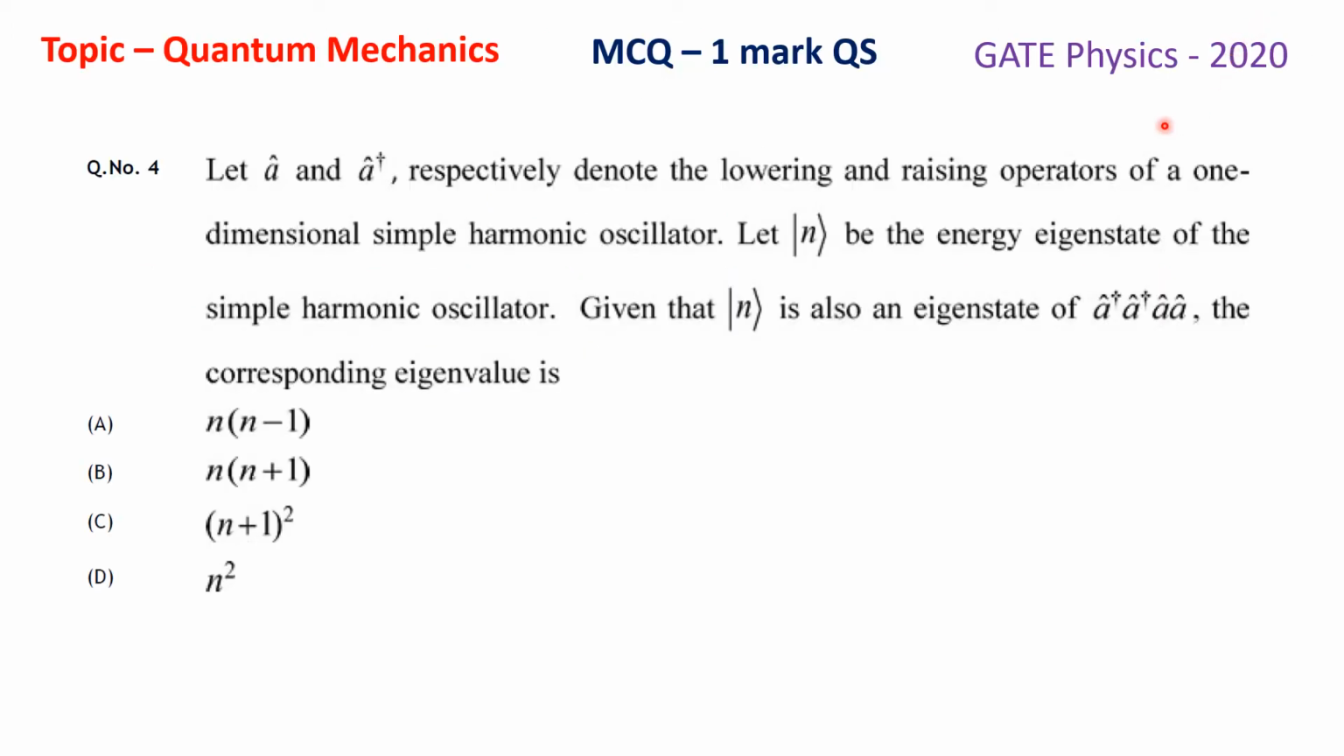This question is from the GATE Physics paper 2020. This is a MCQ type question having 1 mark. The topic of the question is quantum mechanics. The chapter is harmonic oscillator.